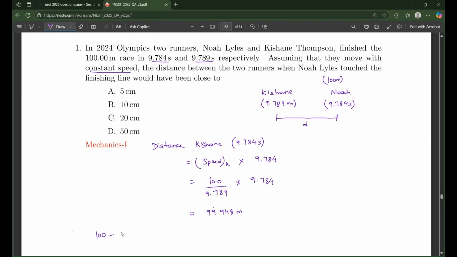That is 100 minus 99.948. That is the D, or the distance between these two players, which comes out to be 0.05 meters, or we can say it as 5 centimeters. Hence A is the correct answer of this question.